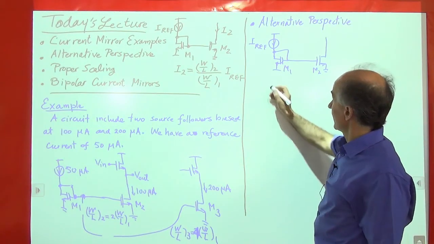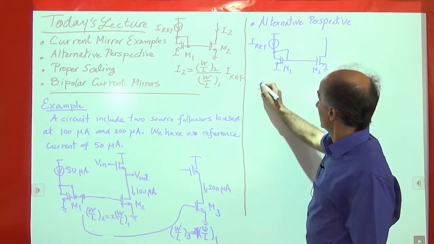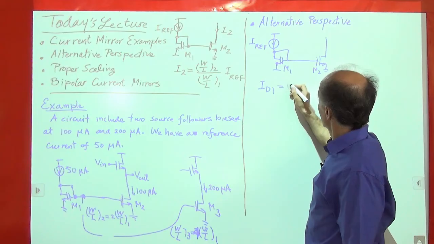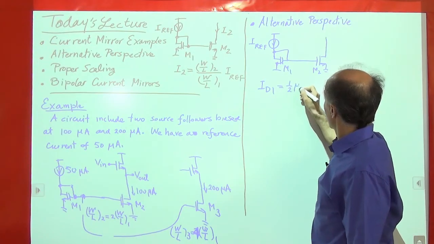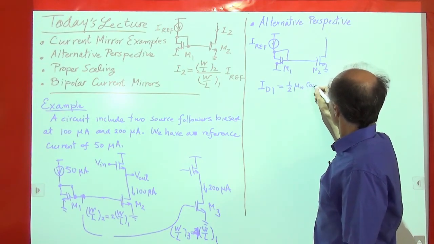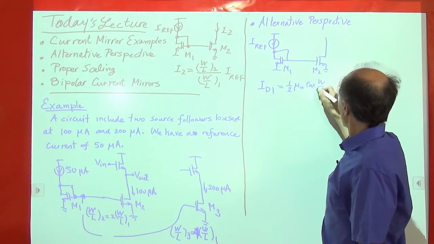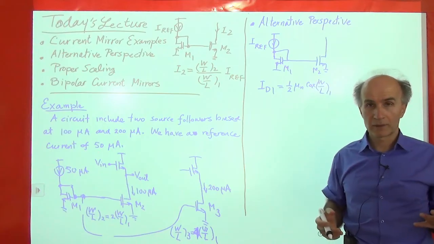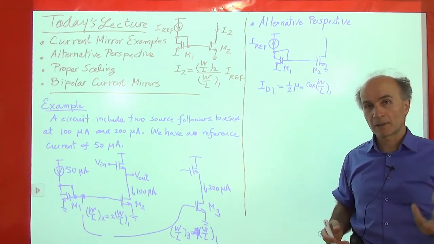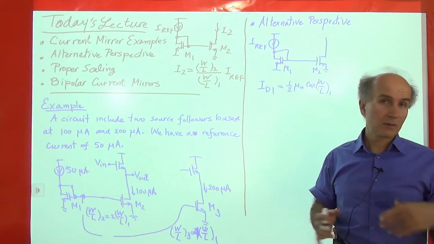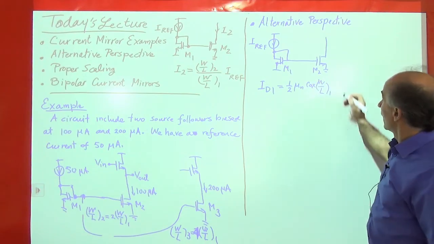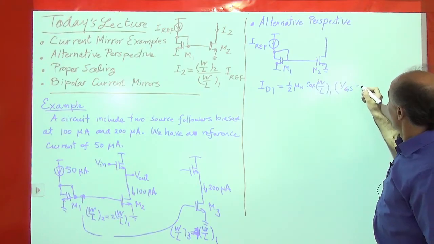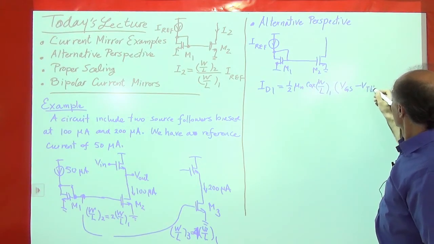Okay, so let's write these out. We have ID1 equal to 1/2 mu n C ox W over L of 1. Each transistor can have an independent W over L, right? So W could be 5 microns, L could be 0.2 microns, whatever we want. All right, times VGS minus VTH squared.